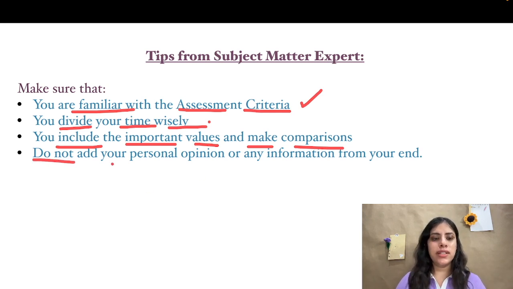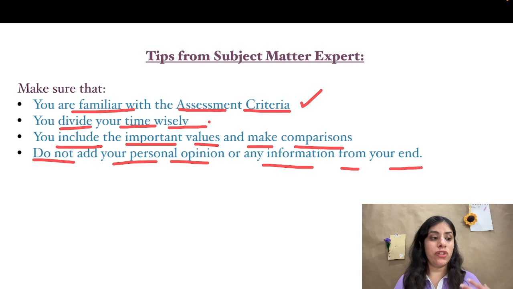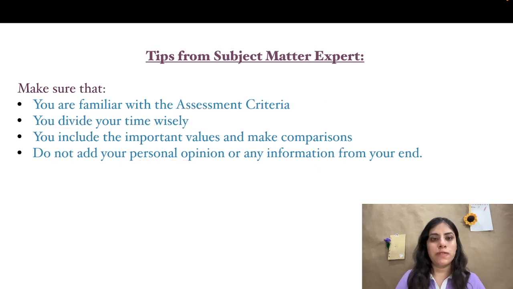As I mentioned earlier, do not add any personal opinion or any information from your end. If the visual input says that there were 5 million sales, it means you have to write 5 million only. We cannot write 5.6, 6.5, not at all. So do not change any information.